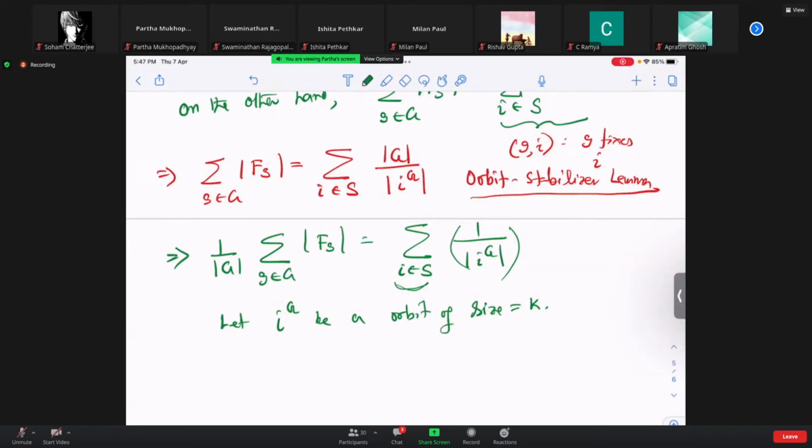Is it clear? So the size of the orbit is K. So the 1 over |orbit of i| will be 1 over K. And every element that exists in that orbit, when you look at their partial sum, they will all contribute 1 over K in that whole sum, because they are always in the same orbit. They are coming from the same orbit.